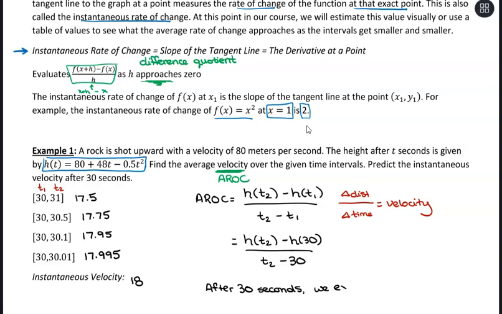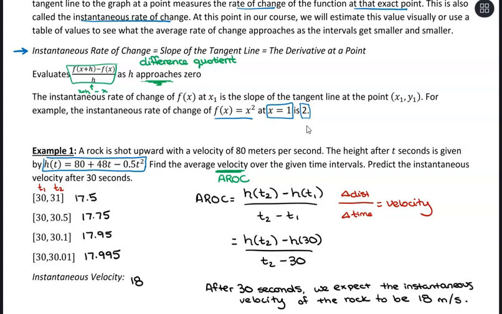Let's go with we expect, just to put in some wording that we're making a prediction here. We expect the instantaneous velocity of the rock to be 18, and then our units would be meters per second. Did I make English there? After 30 seconds, we expect the instantaneous velocity of the rock to be 18 meters per second.